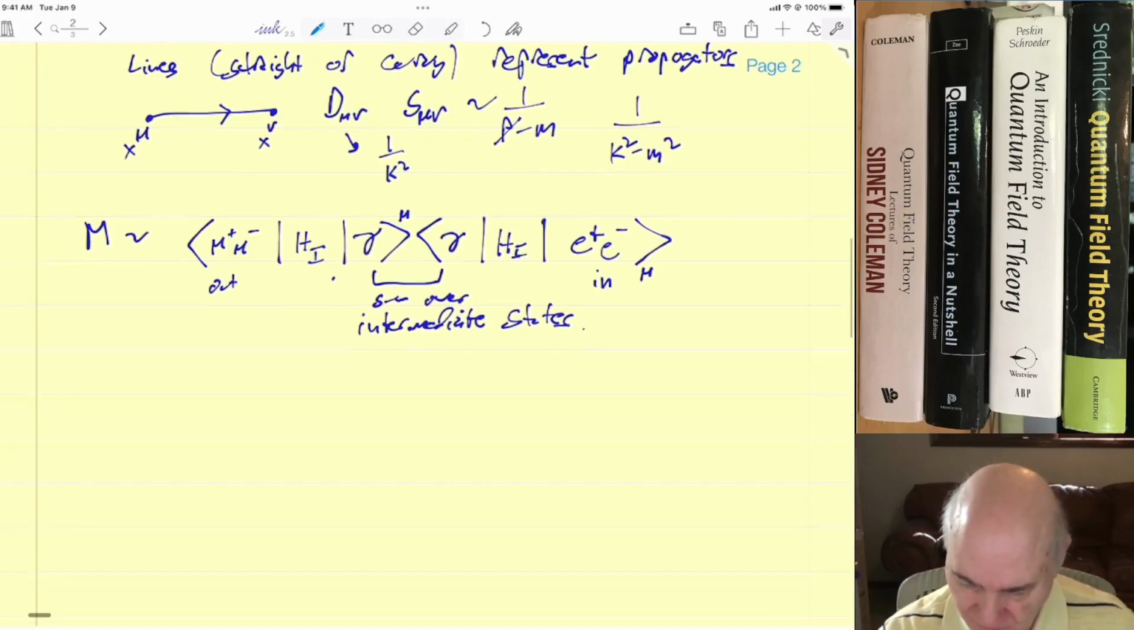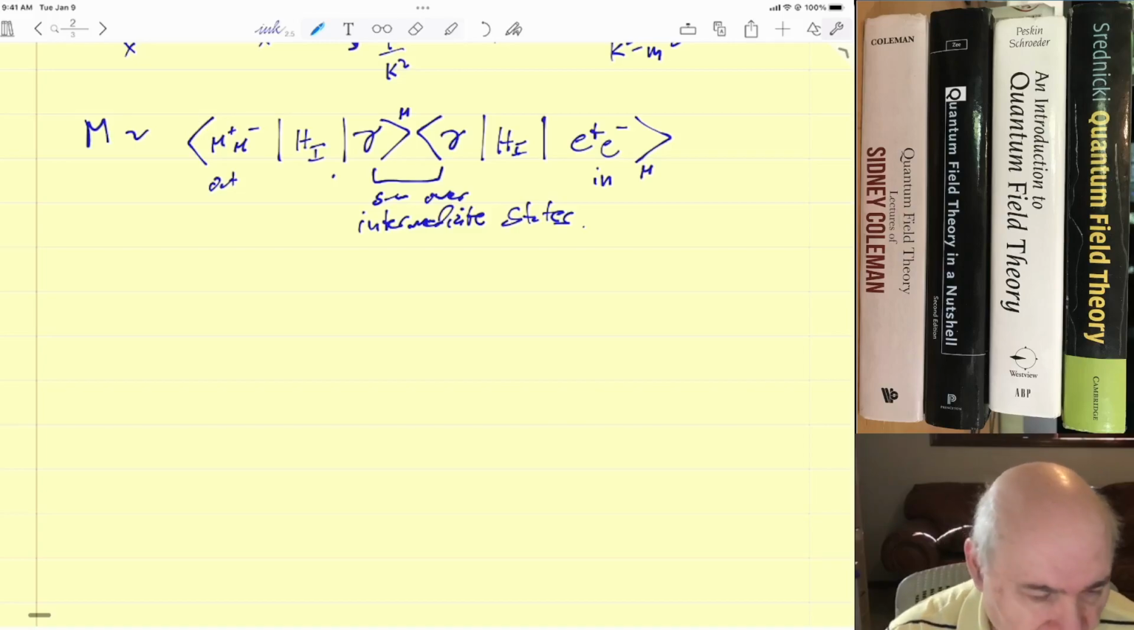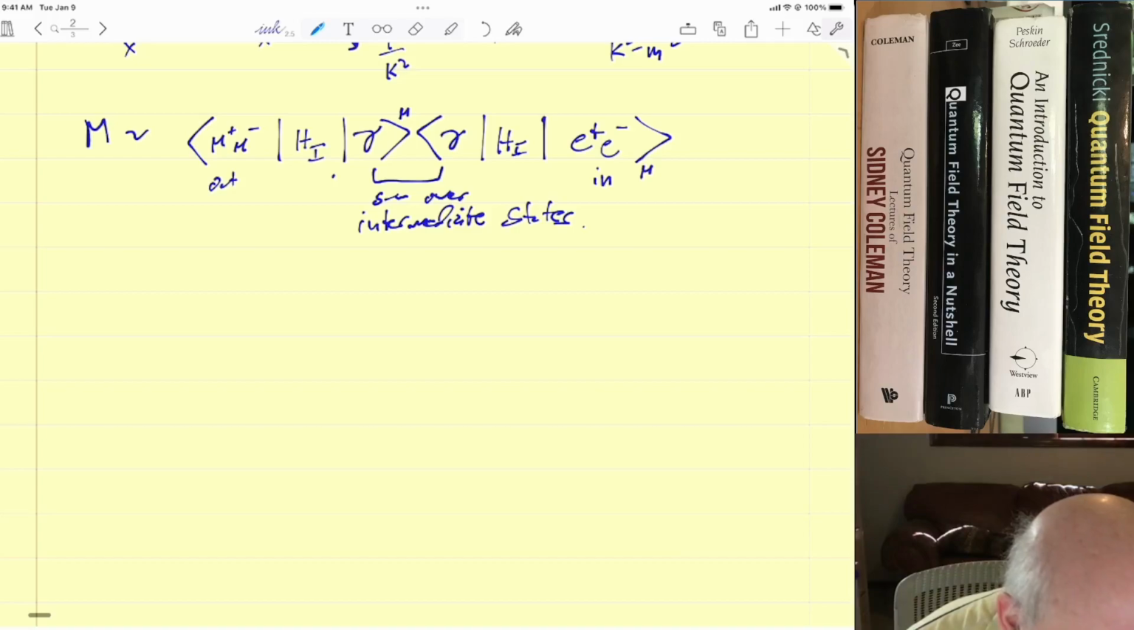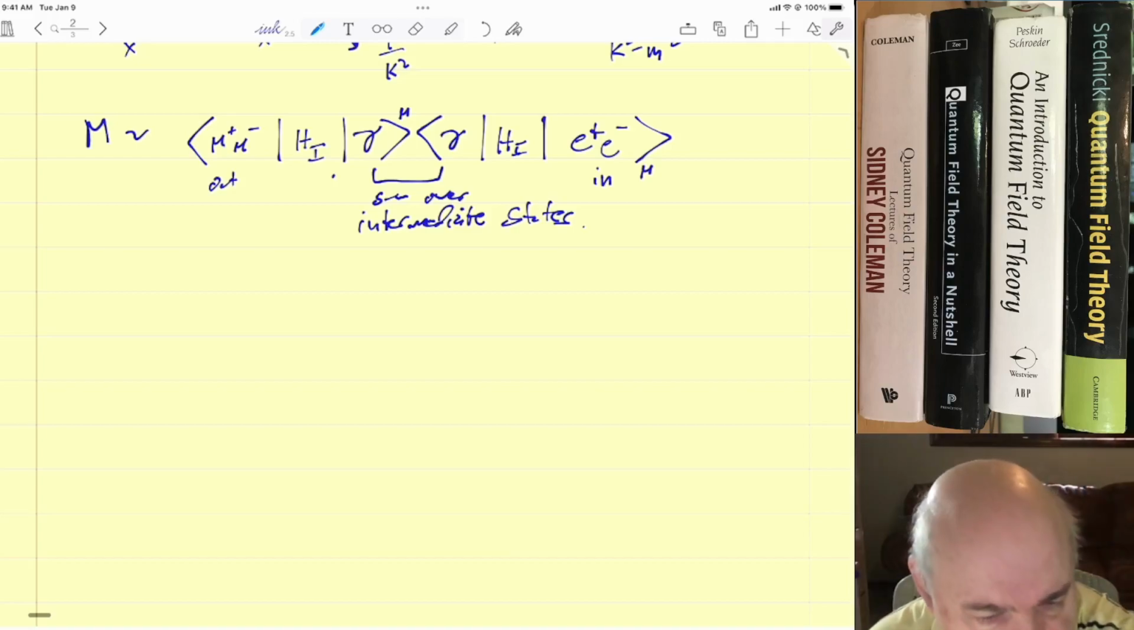And what Peskin and Schroeder say basically is that what we're doing here is we need to conserve angular momentum. We come in with a certain angular momentum, and we end up with a certain angular momentum.